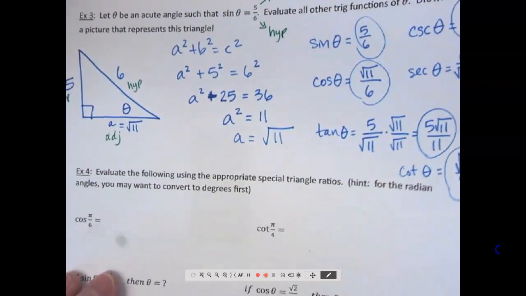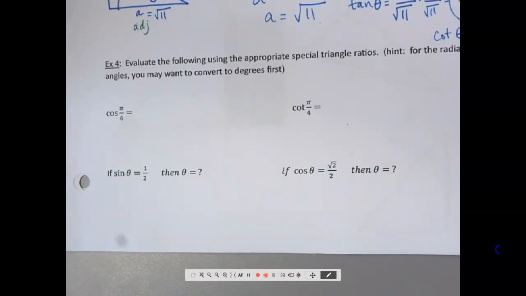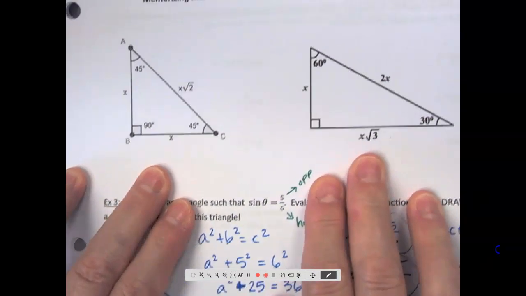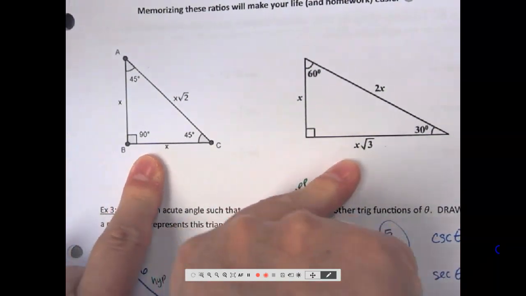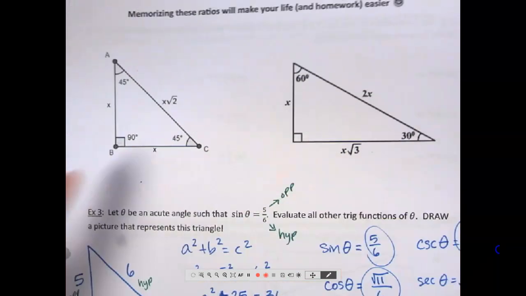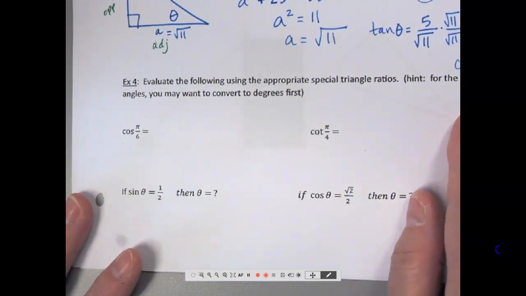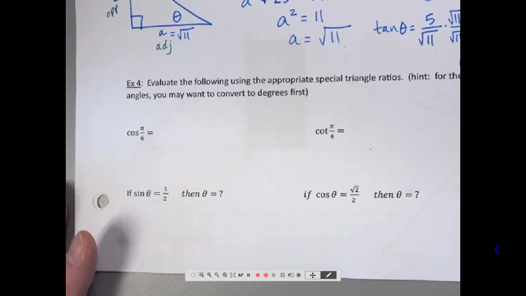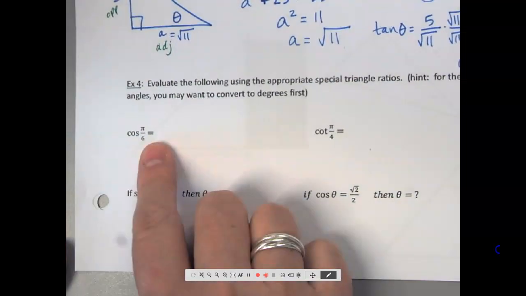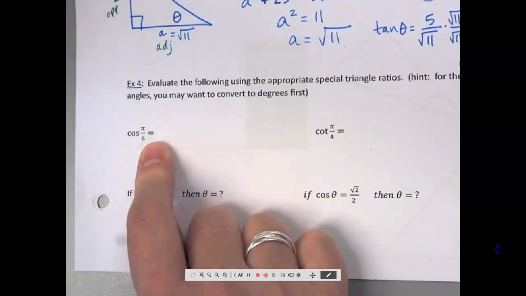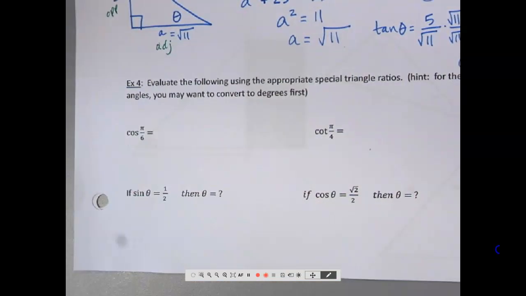All right, fun stuff. Okay, evaluate the following using the appropriate special triangle ratios. What am I talking about, special triangle ratios? These right here. These would probably be something else good to put on your formula sheet. Hint, for the radian angles, you may want to convert to degrees first. Eventually, we're going to get to where we'll just know what pi over 6 is, but I know that's still very new to us. So we can do the conversion for now.